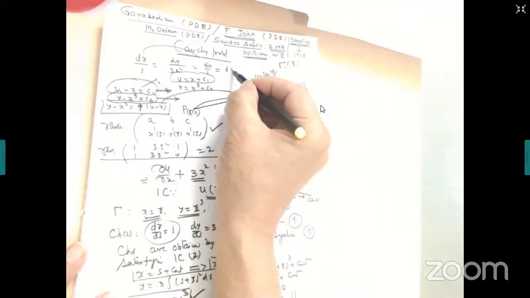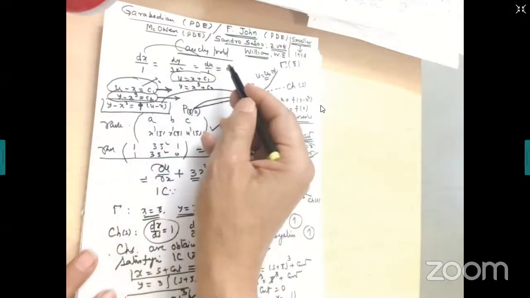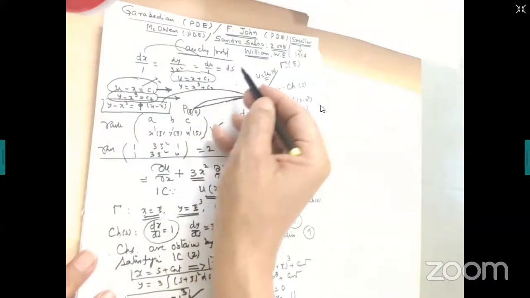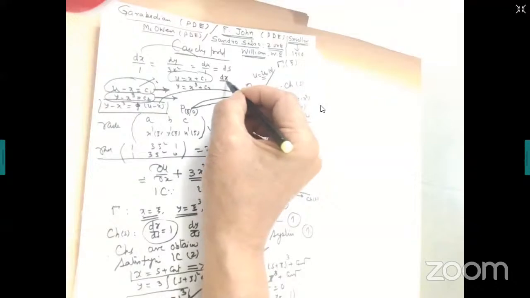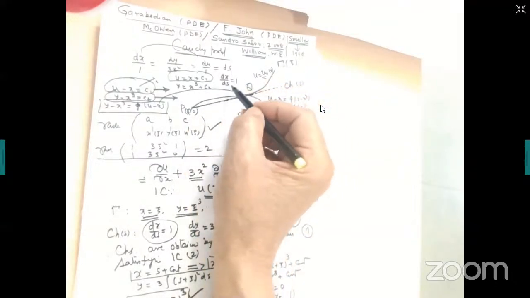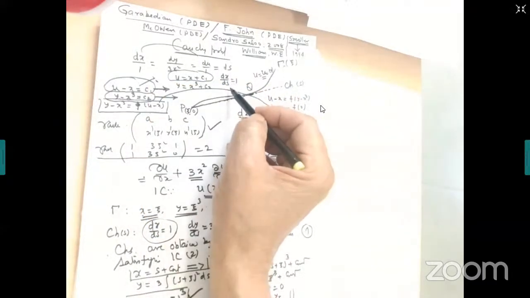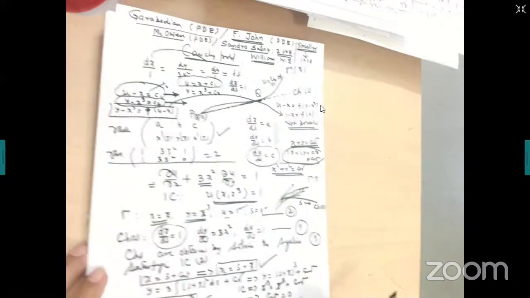I could have written this as ds. So dx/ds is equal to 1, dy/ds is equal to 3x squared, du/ds is equal to 1. Is that right? It is not du dx as a matter of fact. It is dx ds is equal to 1. So don't think it is a division. It is another way of writing a differential equation. What is it called? Differential form.